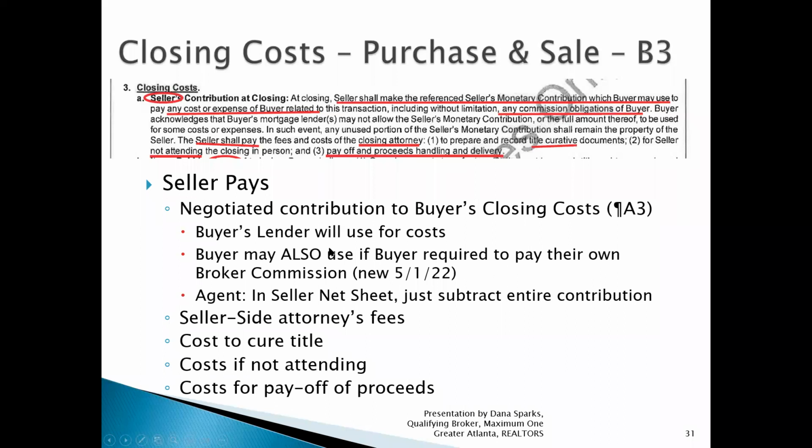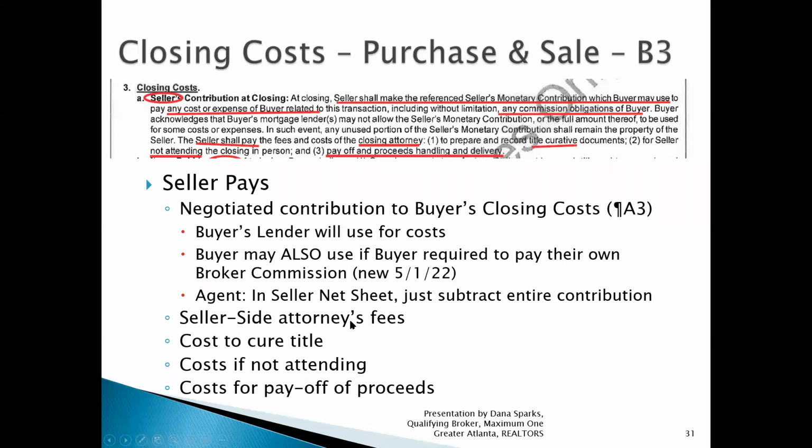So you listing agents, when you are preparing a seller net sheet, whatever dollar amount the seller has agreed to pay towards the buyer's closing costs, don't tell them they're going to get any of that back. Just for all intents and purposes, subtract that entire contribution from their net.